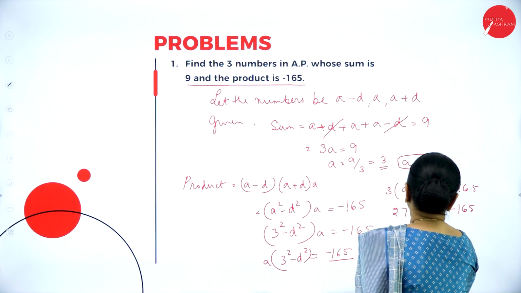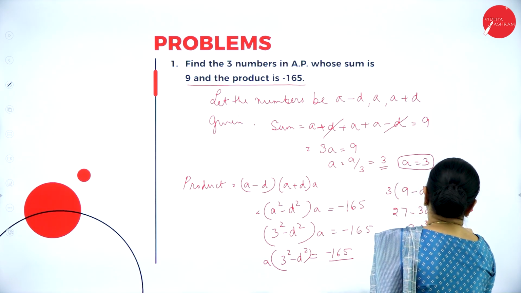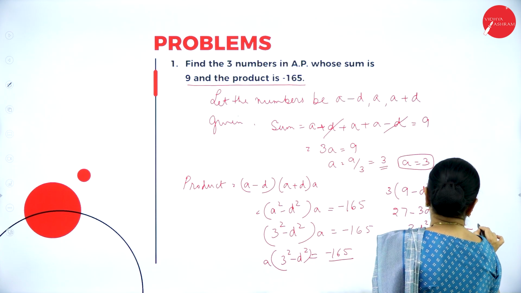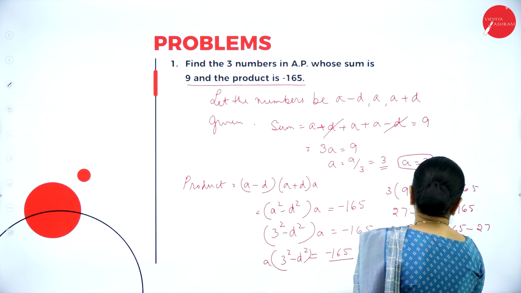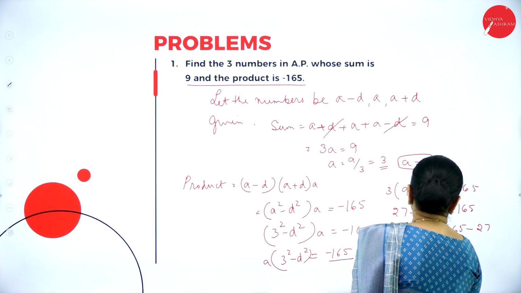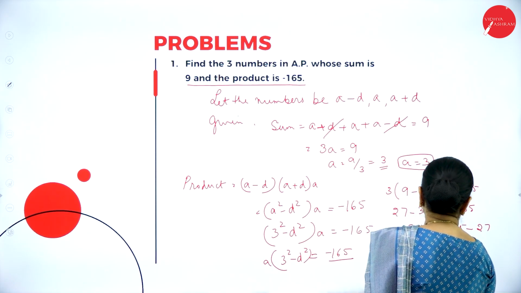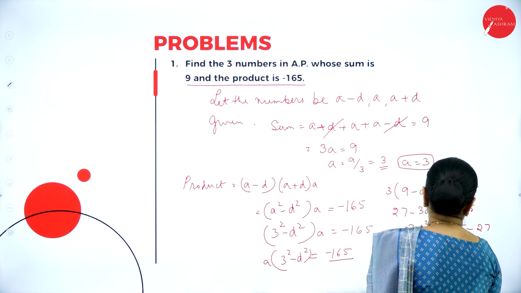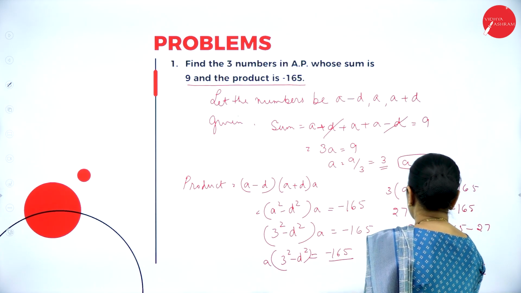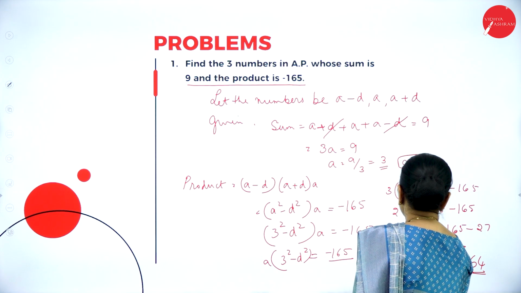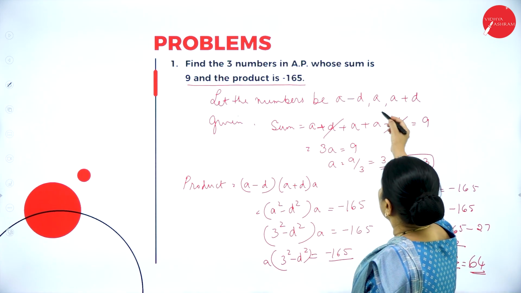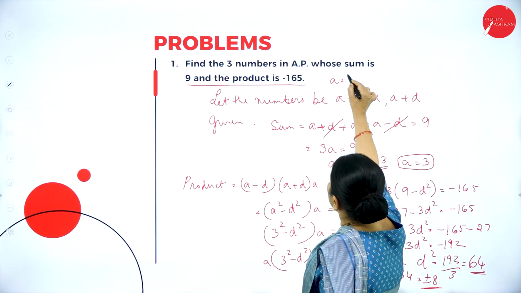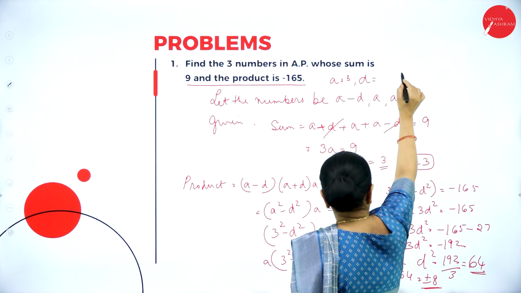So minus 3D square equals minus 165 minus 27. So 3D square equals 192. D square equals 192 by 3. 3 6s are 18, 3 4s are 12. So D equals plus or minus root of 64, plus or minus 8. We know the value of A. A equals 3, D equals 8.